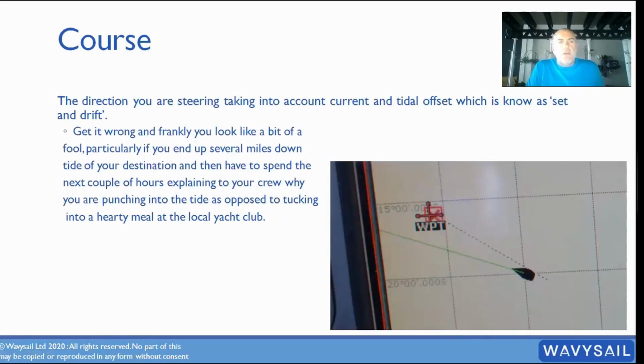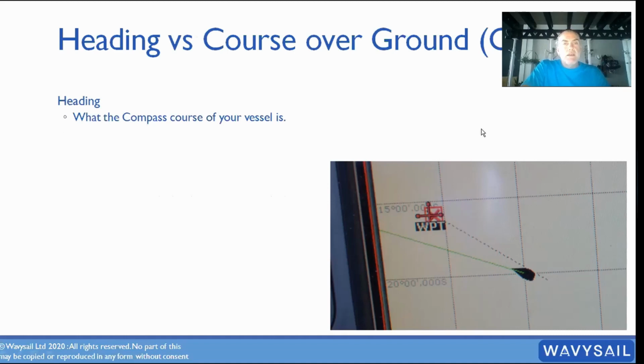So getting a course wrong, frankly, you look like a bit of a fool. Okay? Particularly if you end up several miles away from your planned destination, and now you're down tide, and you spend the next couple of hours explaining to your crew why you're punching into tide as opposed to tucking into a hearty meal at the yacht club, because you've literally overshot your course. So understanding your course, understanding the influences on your course and what's happening to your boat is obviously paramount to good navigation.